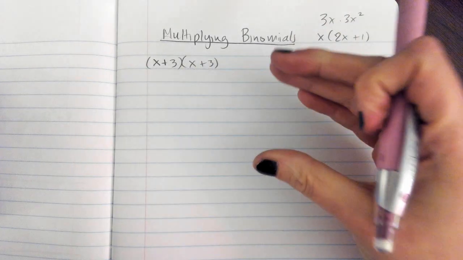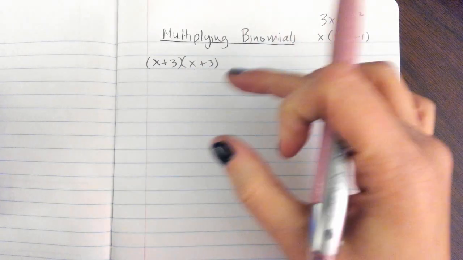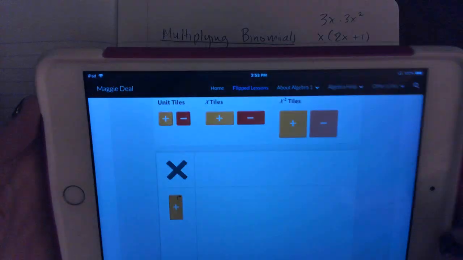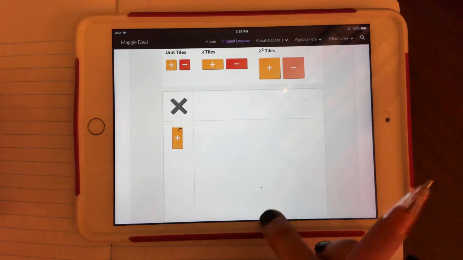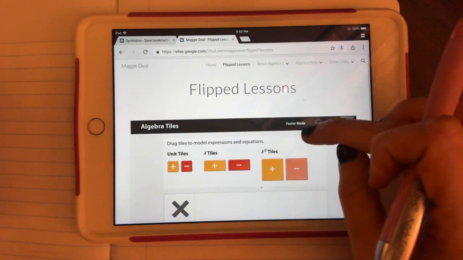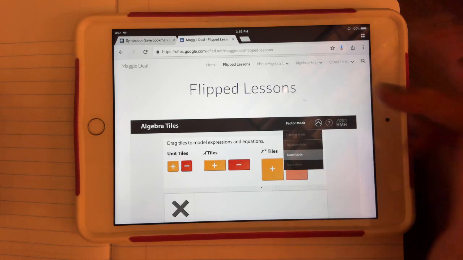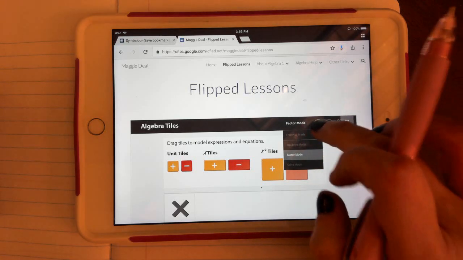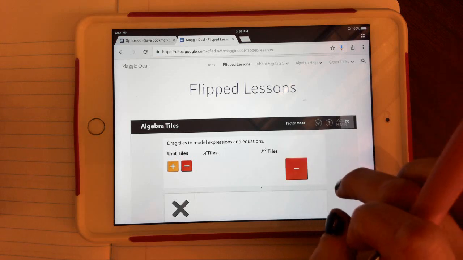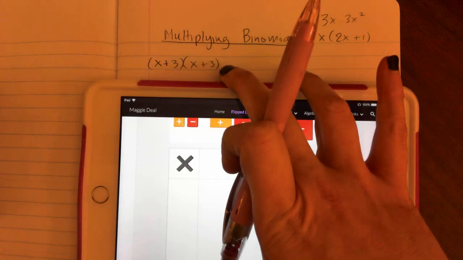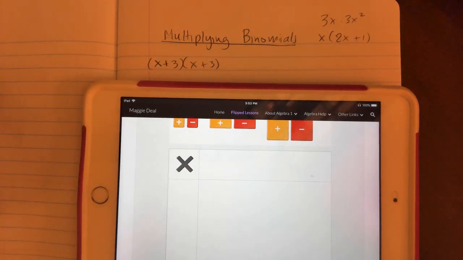This is going to require us to expand the box, and we're going to have to combine like terms as well. The first thing we're going to do is go out to our tiles. Remember, we want to make sure that we set ourselves up in factor mode. If you're on iPad, you have to hold it down, and instead of free play mode, we want to be on factor mode. We're already there. The problem we said we were going to do is x plus 3 times x plus 3.